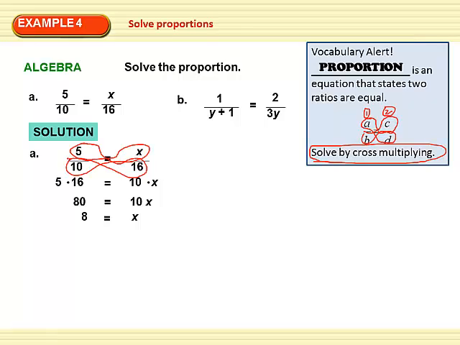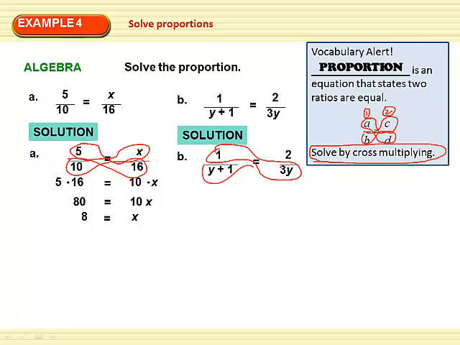For the second one, you have to use the distributive property, but again you use peanuts. So cross multiply, and once you do that, make sure you use the distributive property. This is a mistake that I see a lot of my kids doing. So you have 2 times y and 2 times 1. So when you do that, you simplify it, you get 3y is equal to 2y plus 2. Then we have to get the y's on one side, so we subtract 2y on both sides, and we get y is equal to 2.